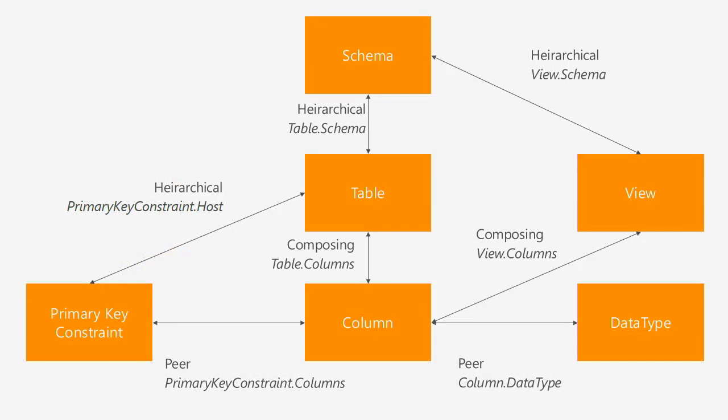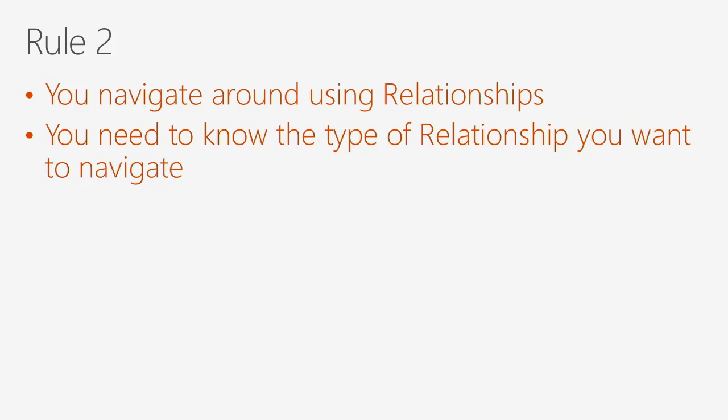Again, diagram, because diagrams make things much easier to understand. This is a very small version of the models within a database. What you're seeing is the type of relationship. So DacFx represents it in 3 ways: peer, composing, or hierarchical. And you'll see the bits in italic is the type of relationship, and that's actually what you'd use in your code. So if you wanted to get the columns in a view, you would say, I want to get things that match this relationship of type view.columns. That's actually how you use it in the language. And again, we'll see an example of that. So you navigate around using relationships, and you need to know the type of relationship that you're trying to interrogate in order to get there.